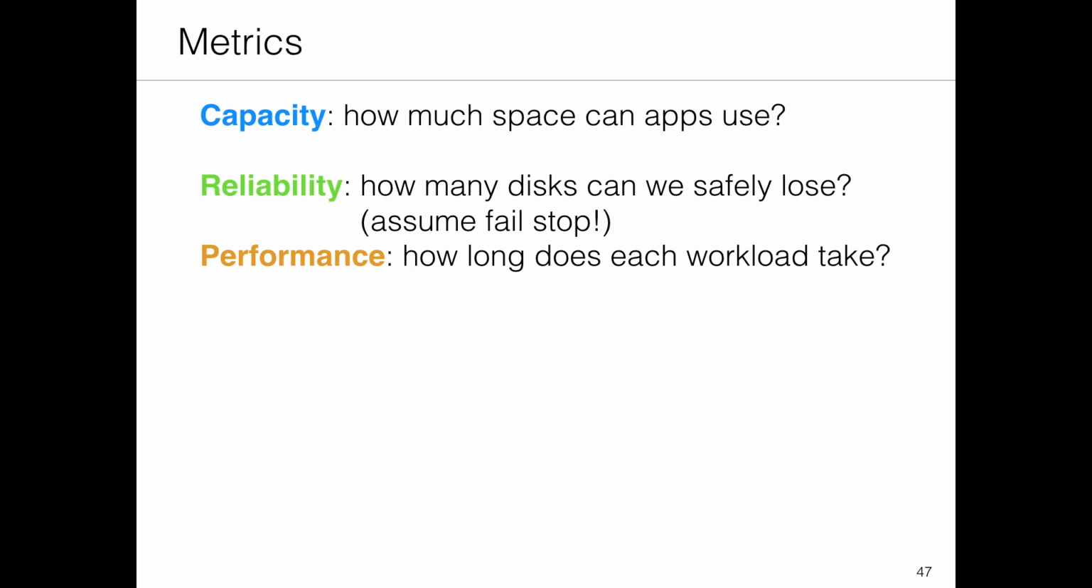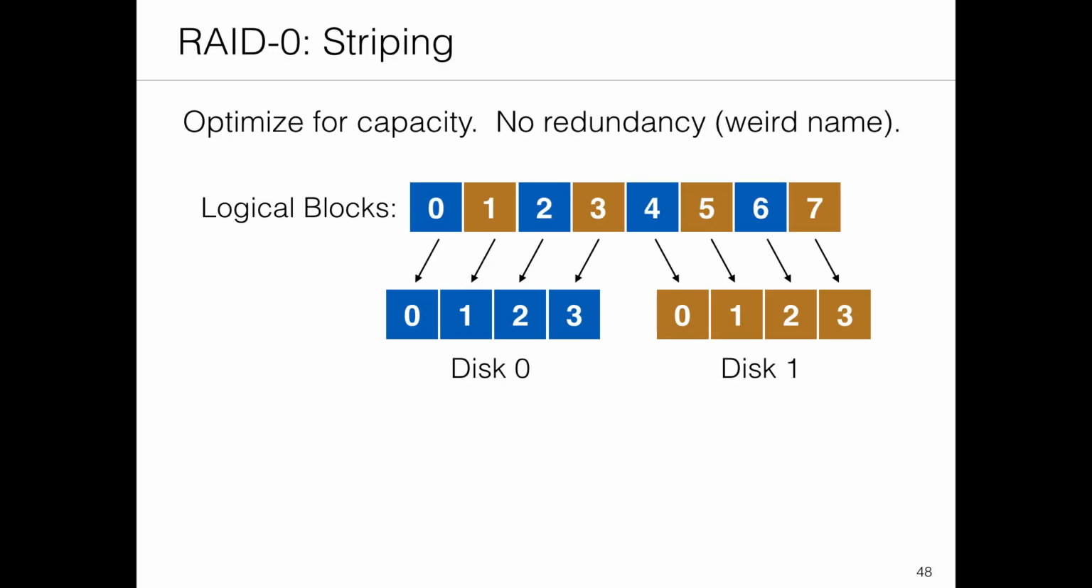It depends. So let's look at the simplest type of RAID, which is RAID 0, which is in fact a strange name given that it doesn't have any redundancy. It's called striping. The idea is that you just put these blocks across multiple disks. The first block goes in disk 0, the second one goes in the next disk, and so on and so forth. Why would we do this?